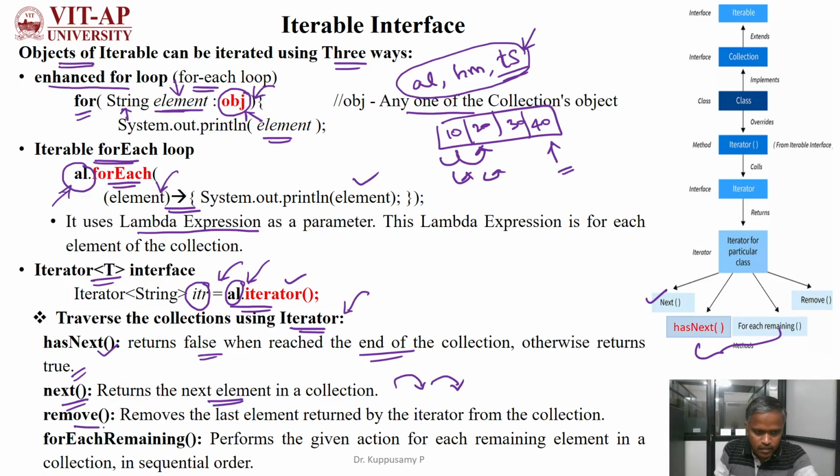And remove is the operation that removes the last element which the iterator returned from the Java collection. forEachRemaining is the method which performs the action for each remaining element in your collection in sequential order. Again it will do it in sequential order, not randomly.